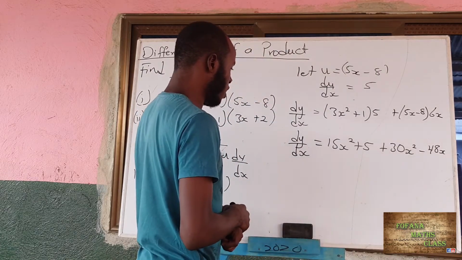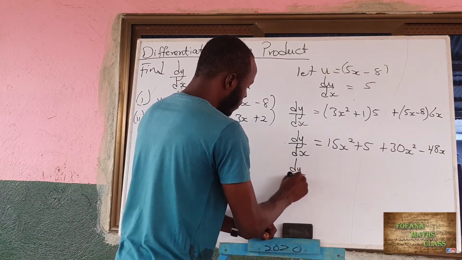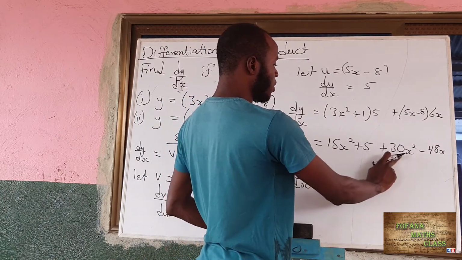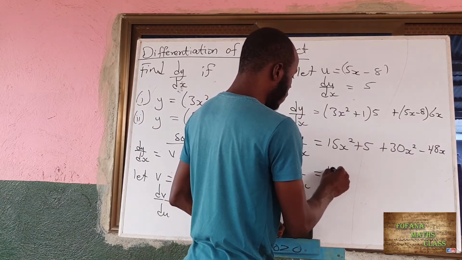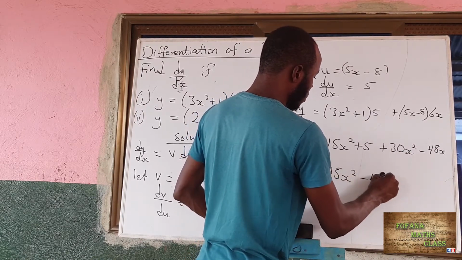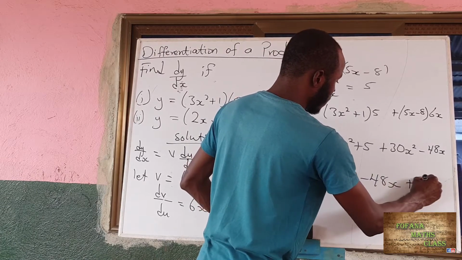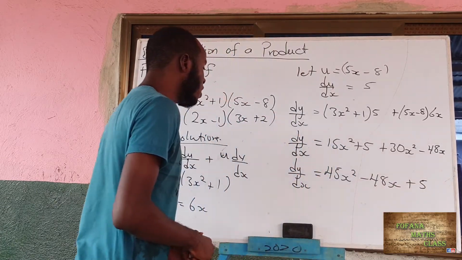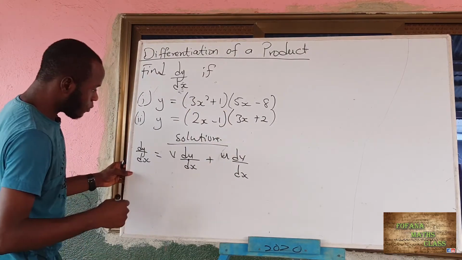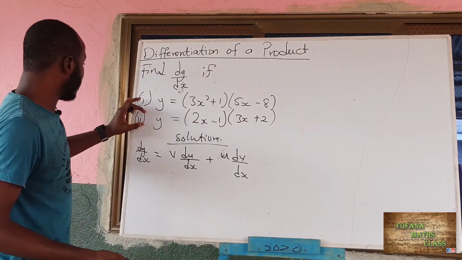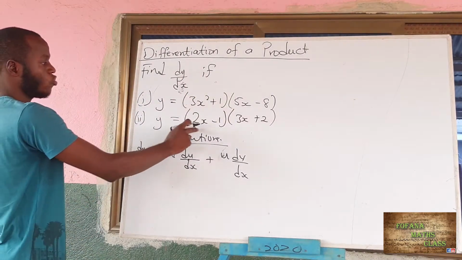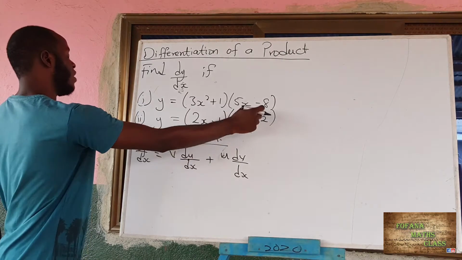So let's see if there is a way of simplifying them. So this will be equal to 15x squared here, 30x squared here, so we have 45x squared, then minus 48x plus 5. So this will be the simple way of differentiating this. With the second question, it says that we should find dy/dx if y is equal to 2x minus 1 times 3x plus 2.